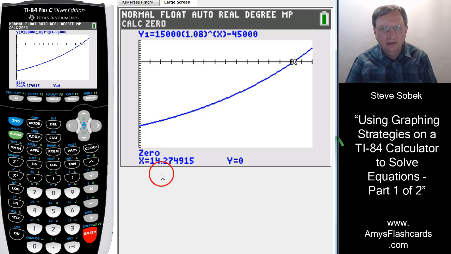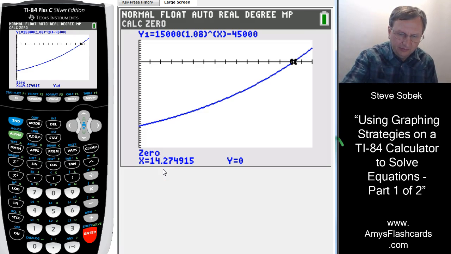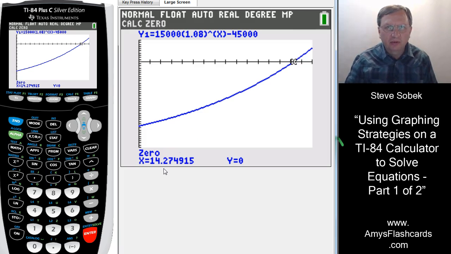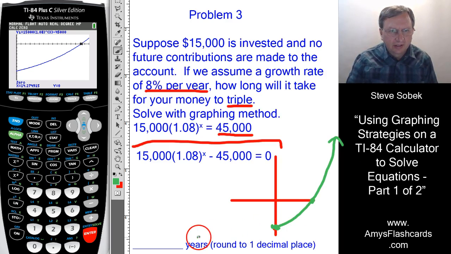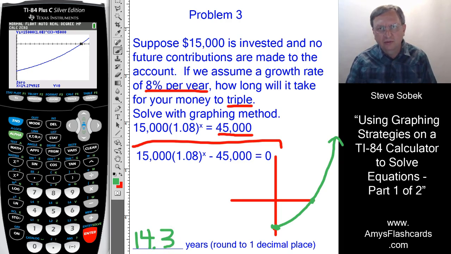And here we have our solution. Remember, the solution is the x-coordinate. We're not concerned about the y. We know what the y-coordinate was going to be, 0. But the 0 of the function and the solution to our original equation is the x-coordinate of that point. So let's write that down. 14. Let's round that to the nearest tenth of a year. About 14.3 years. So in 14.3 years, our money will triple.